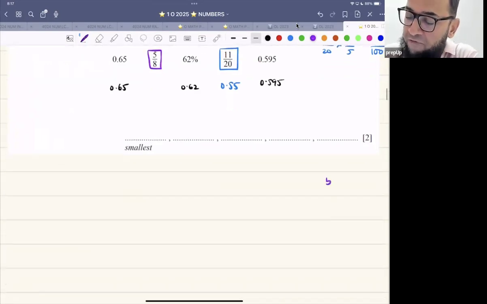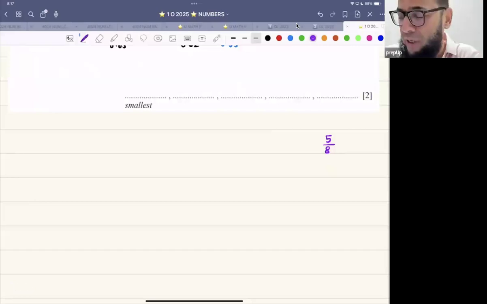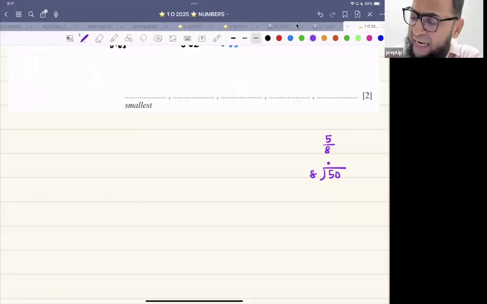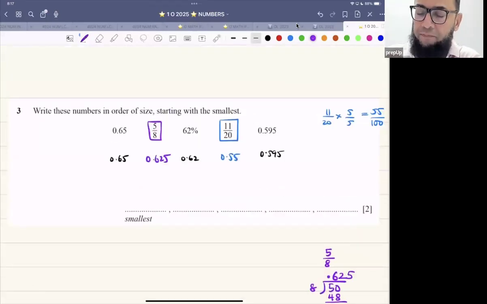Now 5 over 8, that is what? Can I convert it into 100? Or let me just work it out. 5 inside, 8 outside. A point, 0. 8 6s are 48. A 2 comes. Let's add a 0. So 8 2s are 16. A 4 comes. Let's add a 0. 8 5s are 40. So that is 0.625.